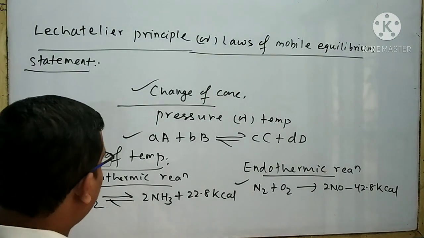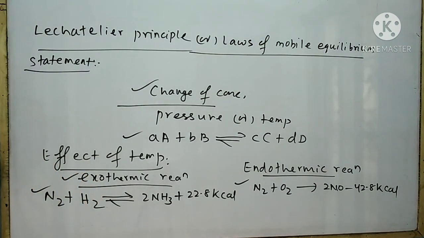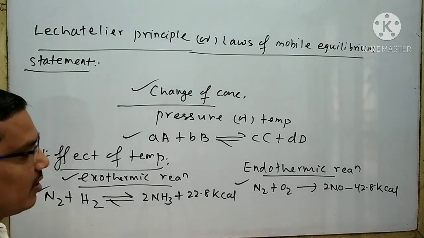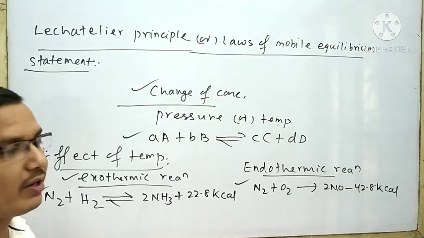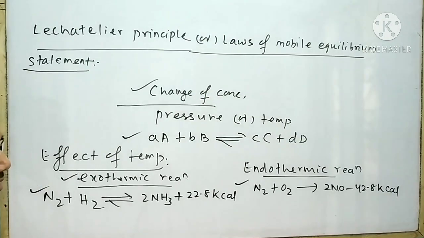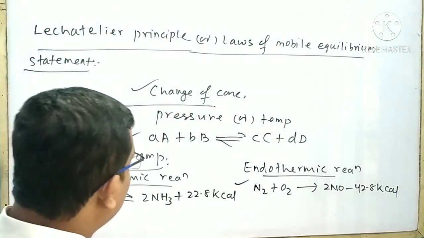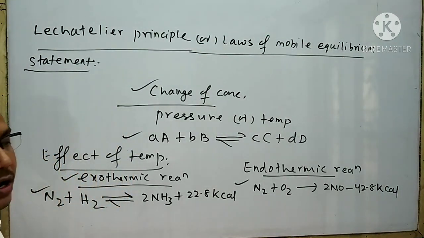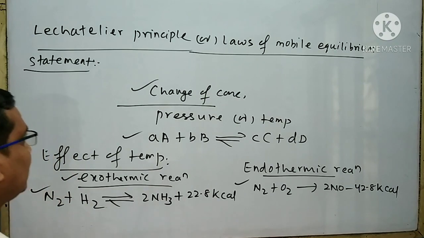Now I want to explain these two reactions with the help of the effect of temperature. That means if I change the temperature of these two reactions, then what will happen to the direction of equilibrium? Whether the equilibrium shifts in forward direction or backward direction is decided with the help of Le Chatelier principle.